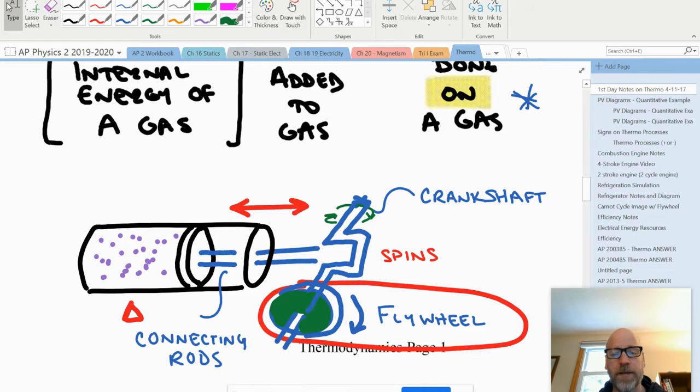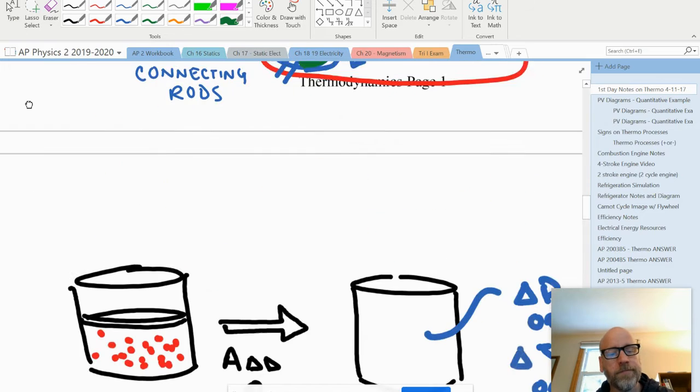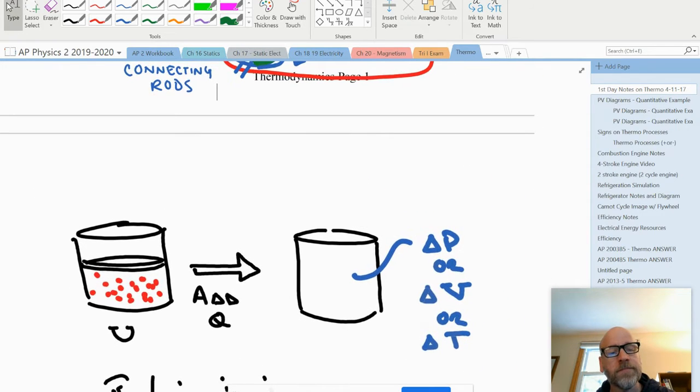All right. So from a physics standpoint, we are going to look at how the change in internal energy of a gas does work. Now, I can get that to happen in a number of different ways.